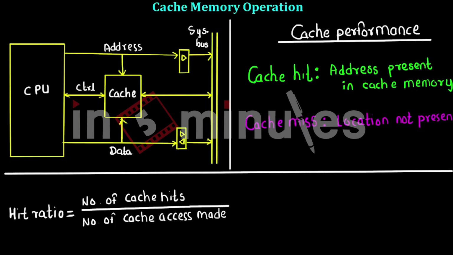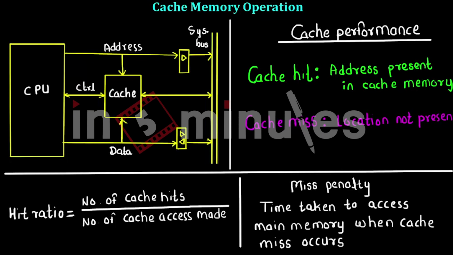The other parameter in cache performance is miss penalty. Whenever a cache miss occurs, we have to access that data from the main memory. Considering the address buffers, the system bus, and the access time of the main memory, it takes a certain amount of time to actually fetch the data from the main memory to the cache and CPU. This time is known as miss penalty. So whenever a cache miss occurs, a certain amount of time is spent to access the data from the main memory, which is called the penalty. So these are the two measures of cache performance.